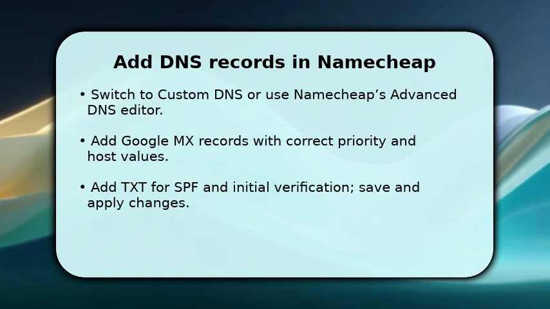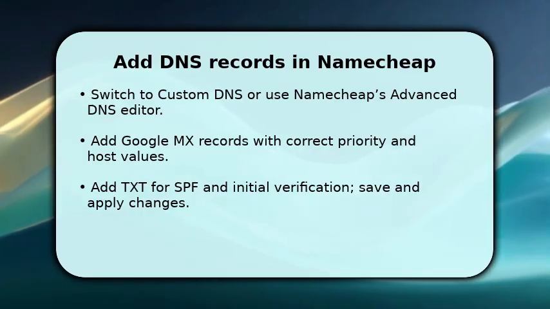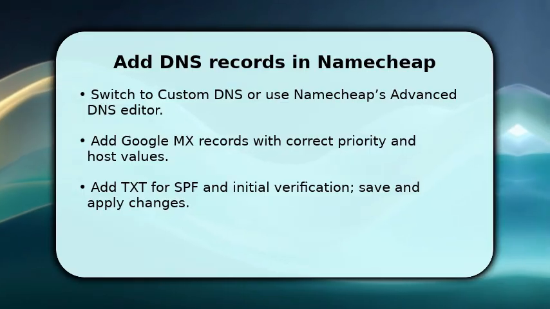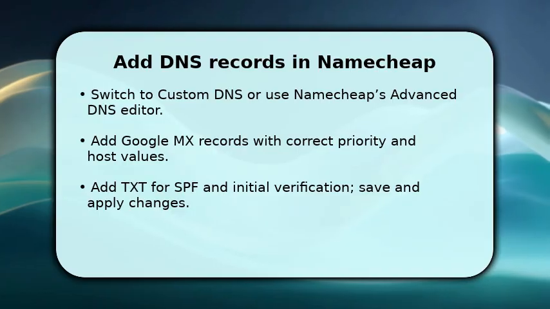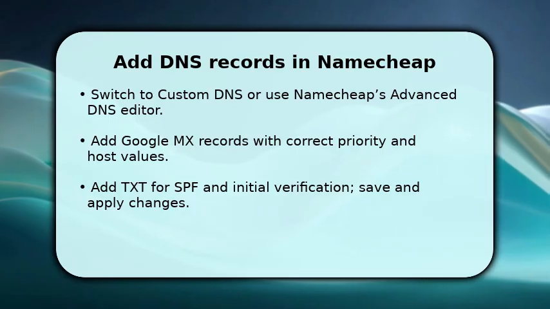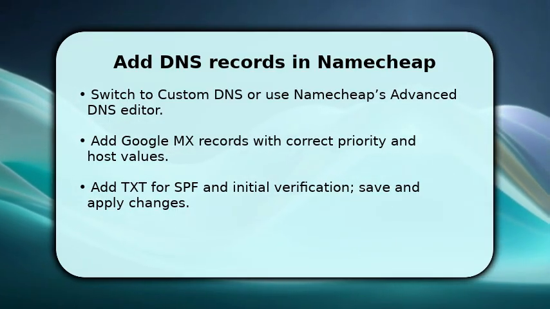Now, open Namecheap's advanced DNS editor and select the domain. You will remove existing MX entries only if they conflict. Add each Google MX record precisely with the correct priority numbers, and then create the TXT record Google gave you for domain verification. Next, add an SPF TXT line to authorize Google's mail servers.